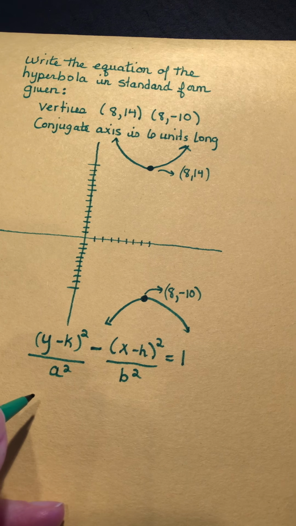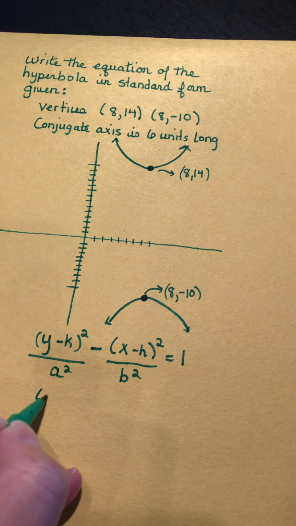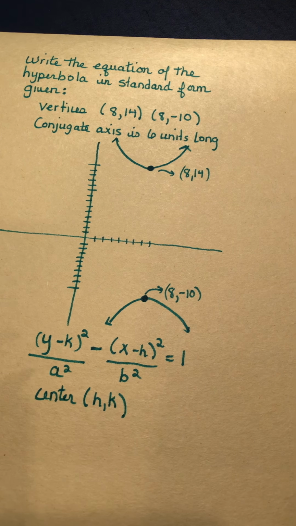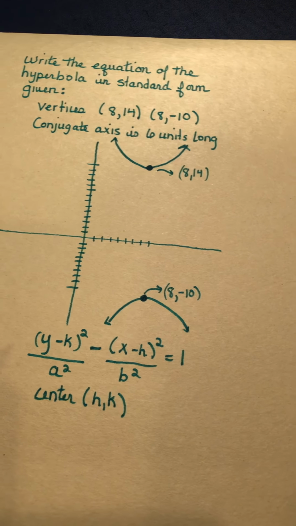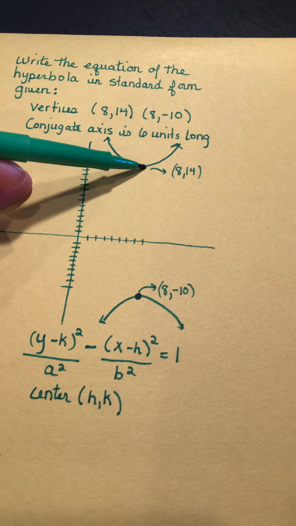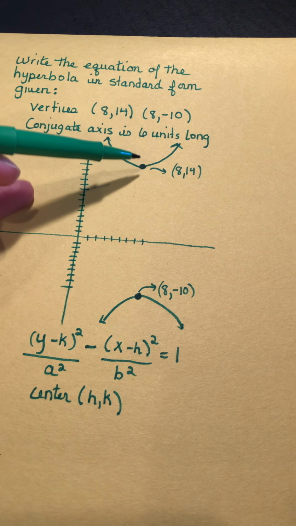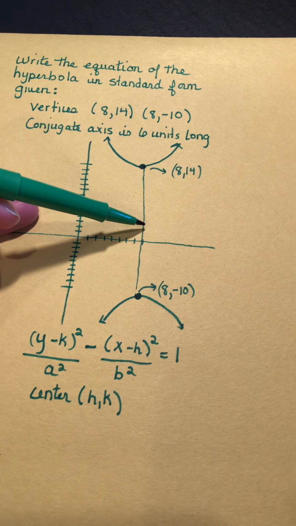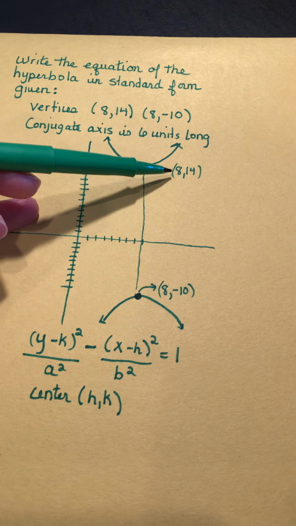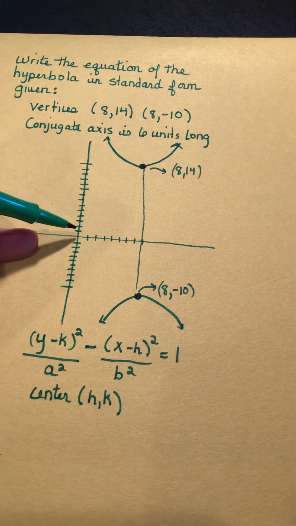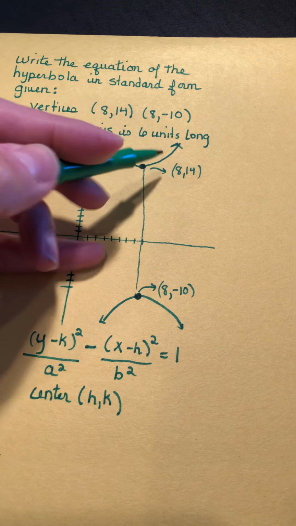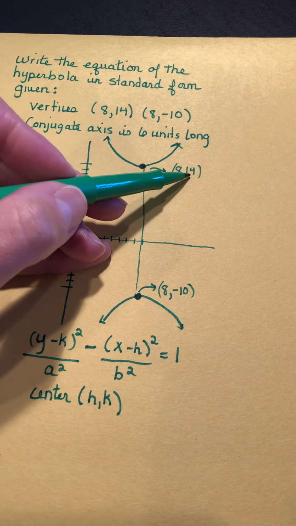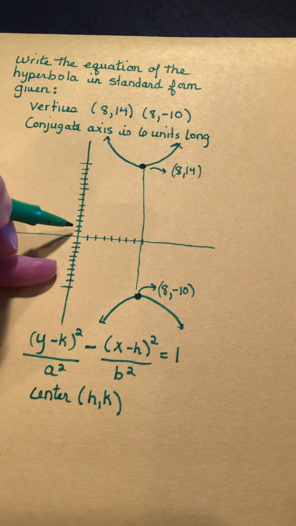The next thing we can figure out is our center. Remember, our center is always going to be at (h, k). One of the things we learned in a previous video, or you can just use common sense, is that the center must be right in the middle of the two vertices. So essentially I'm finding the midpoint between (8, 14) and (8, -10). What point is exactly in the middle? Well, it's going to be 8, because 8 is in the middle of 8 and 8. And what's in the middle of 14 and -10? That would be 2.